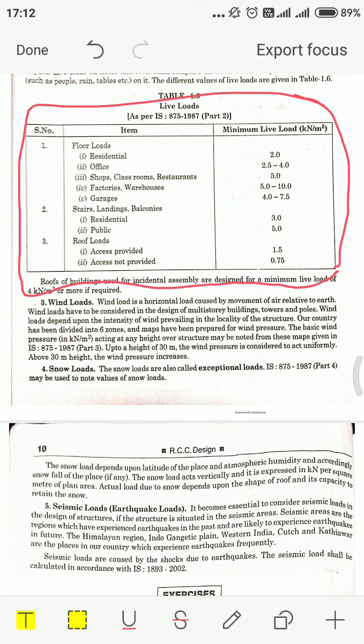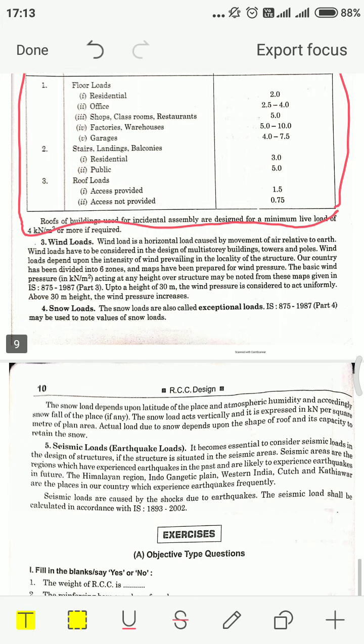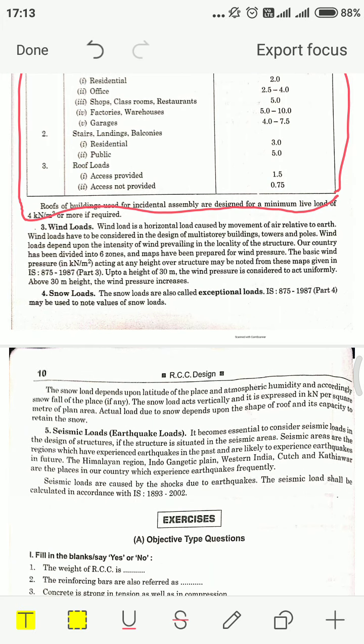Our country has been divided into 6 zones, and the map has been prepared for the wind pressures. The basic wind pressure, which we can take in kilonewton per square meter acting at the height over structure, may be noted from these maps given in IS 875 up to a height of 30 meter. The wind pressure is considered to act uniformly above 30 meter height. The wind pressure increases. So the next we will discuss about the snow load.